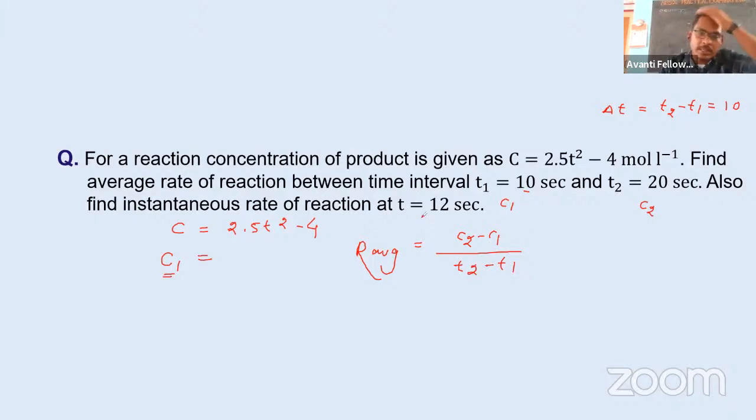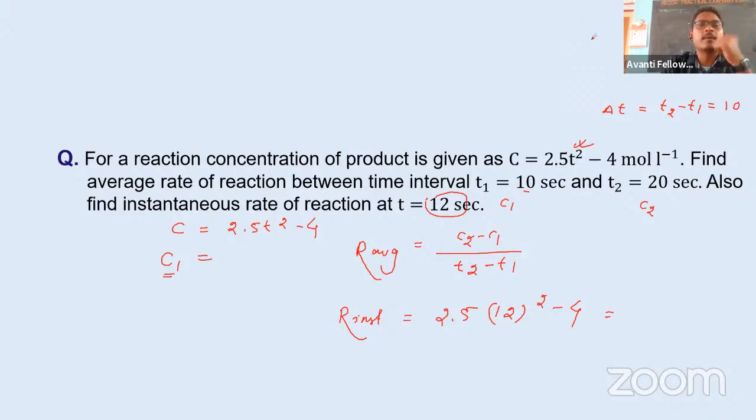And to find the instantaneous rate, what will we do? Just put time equal to 12 here: 2.5 times 12 whole square, minus 4. You solve this and you will get the answer. Everyone understood how to solve this, how to find the average and instantaneous? Or shall I solve this? I hope everyone understood it.